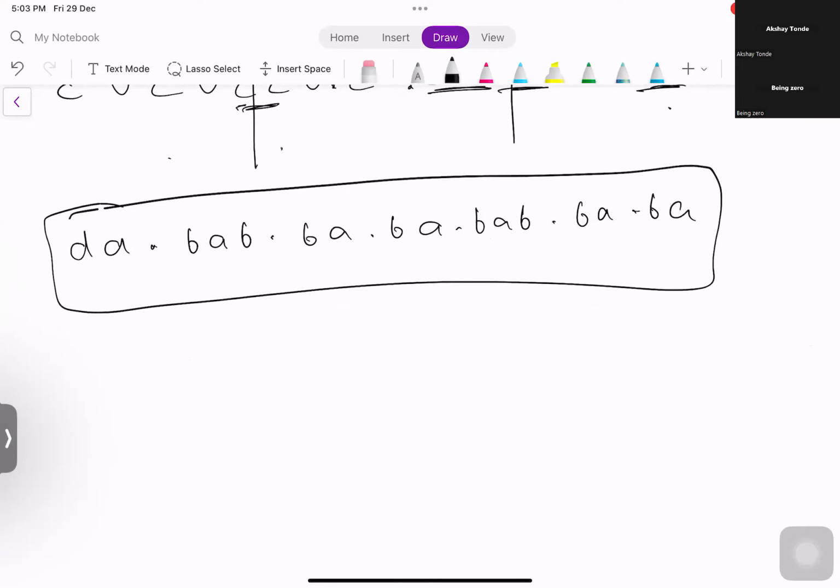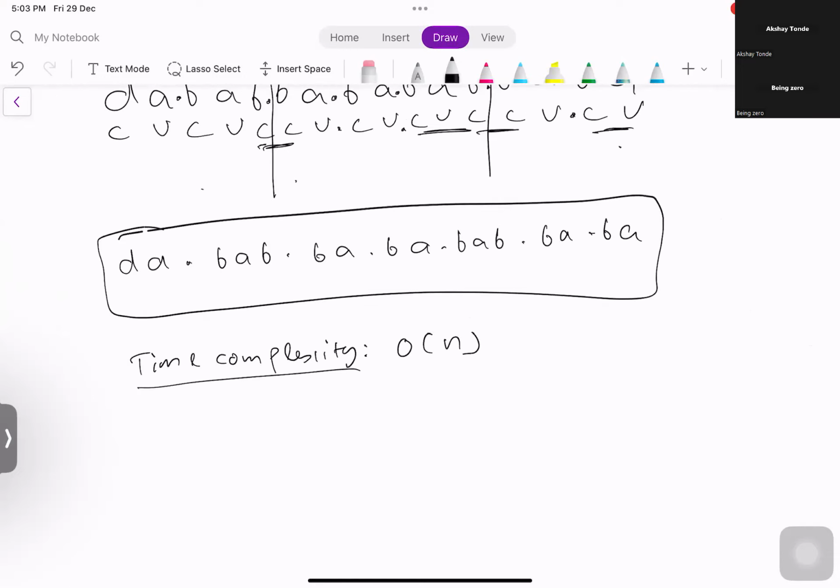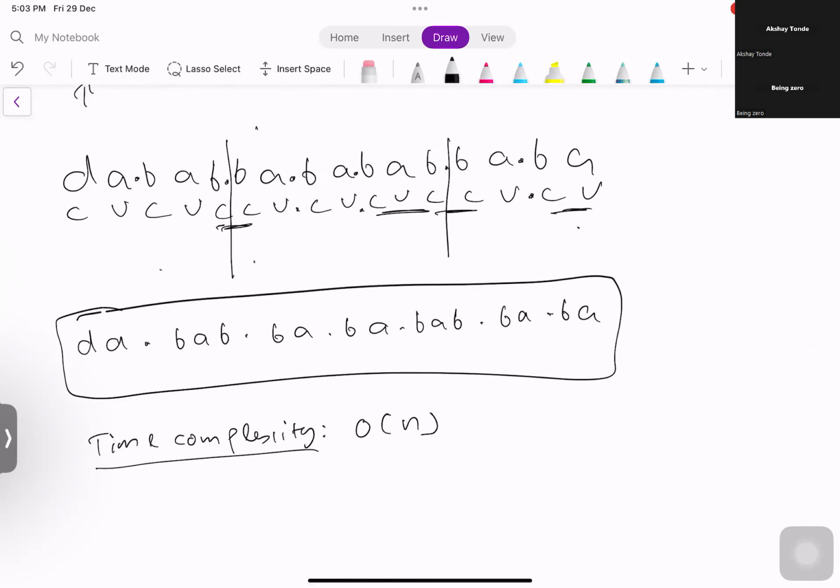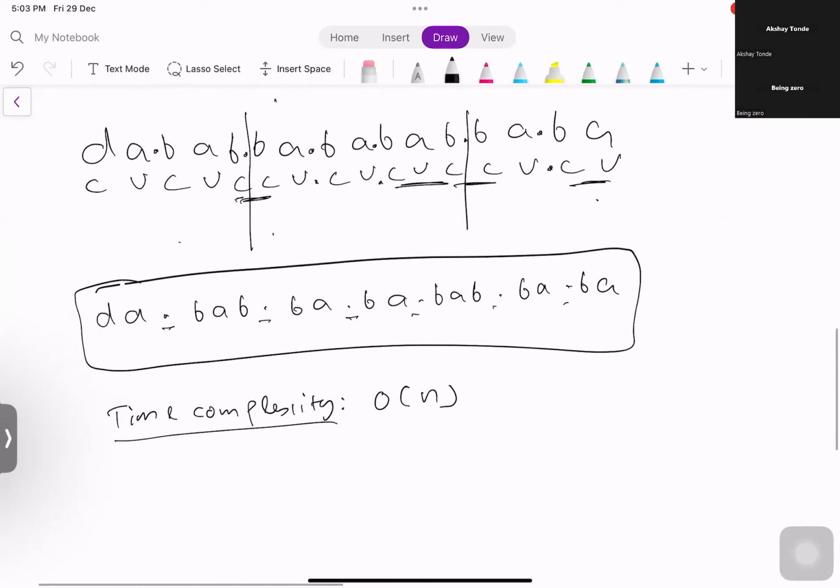And the time complexity of solving this question will be O of n, right? Since we are not doing any sorting and searching part here. We are just simply going through the string, identifying consonants and vowels, and putting dots wherever they are necessary. It can be solved in O of n. All right.